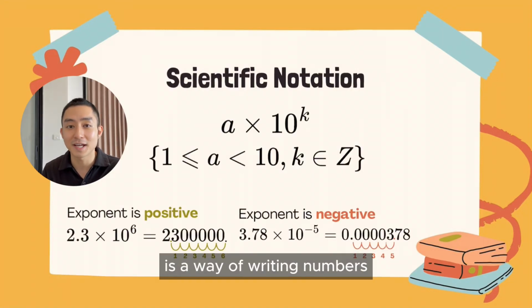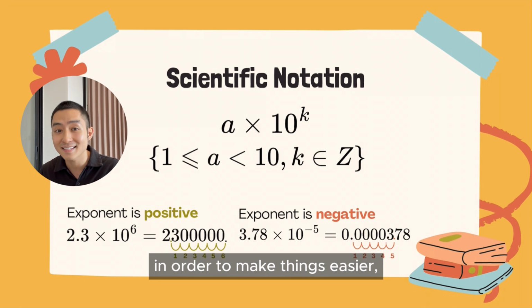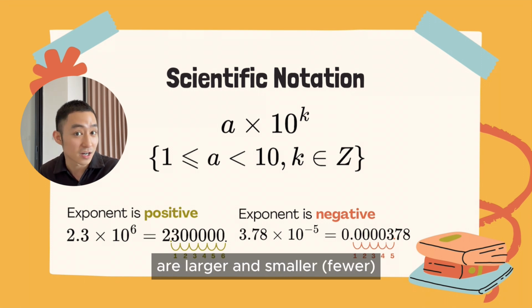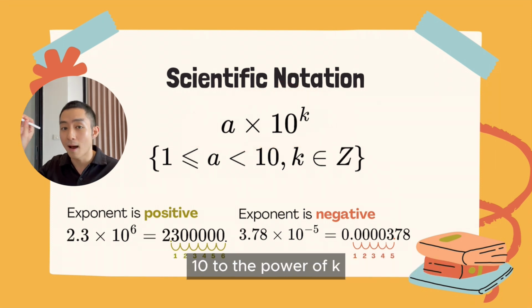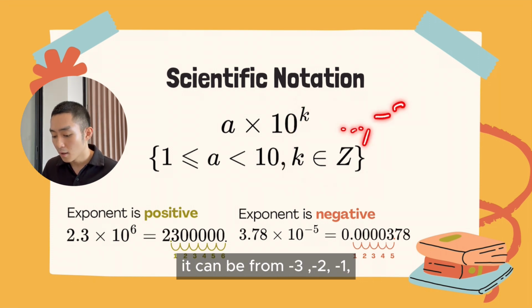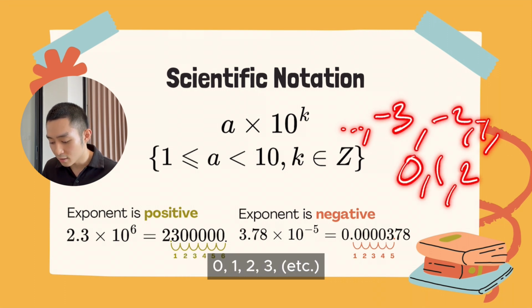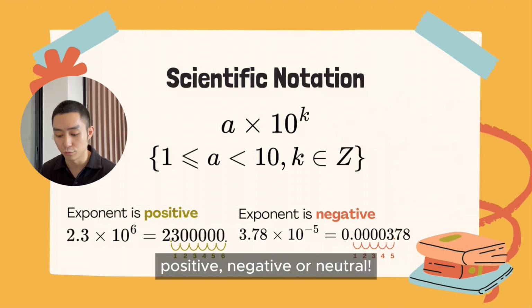Scientific notation is a way of writing numbers from standard form in order to make things easier, so you can see which numbers are larger and smaller. The form is a multiplied by 10 to the power of k, so k must be an integer. It can be minus 2, 0, 1, 2, 3, and so on. So it must be an integer: positive, negative, or zero.